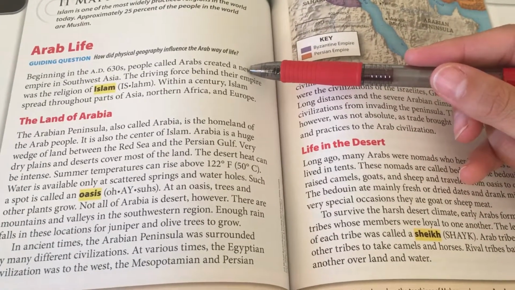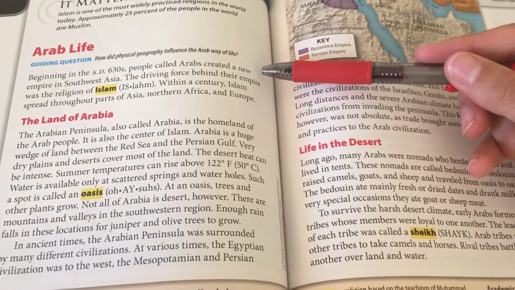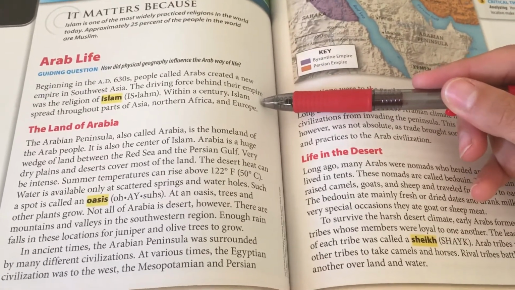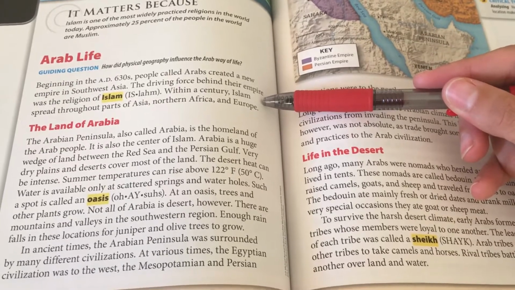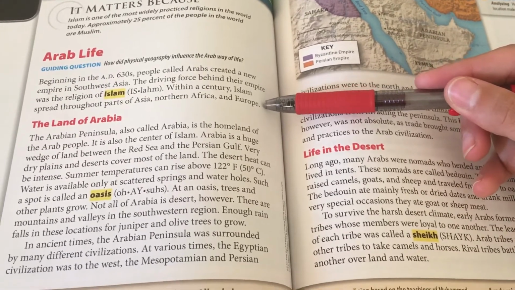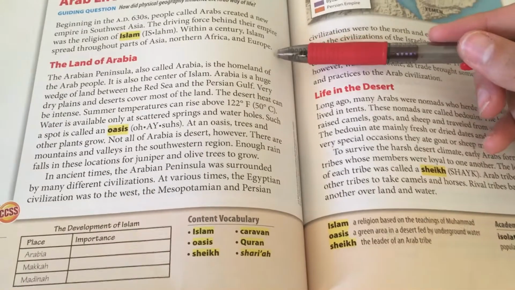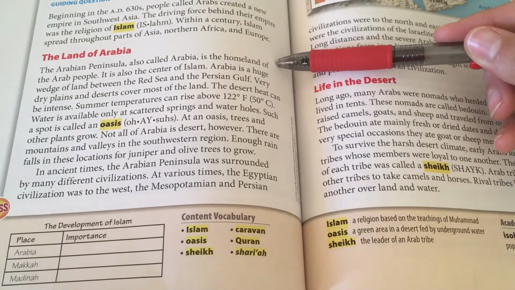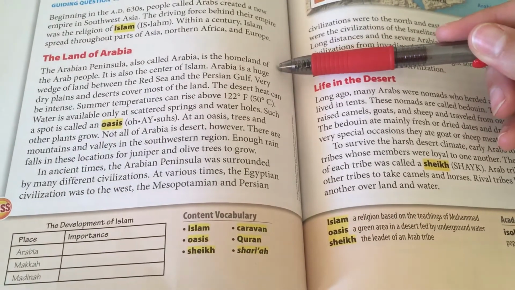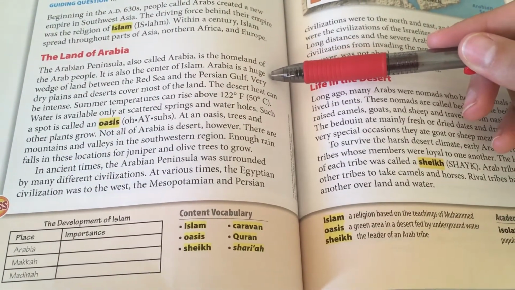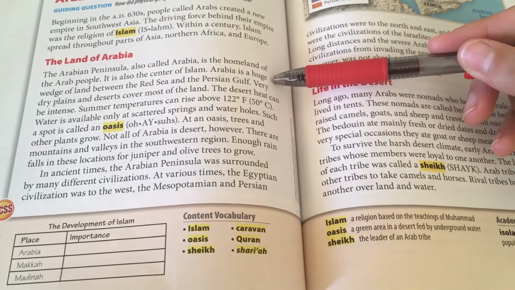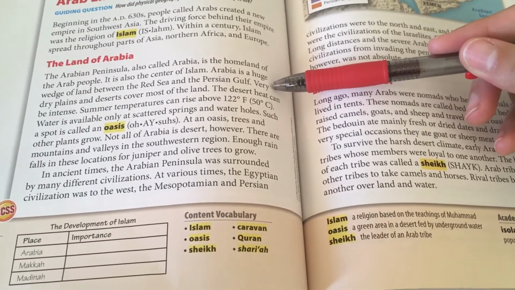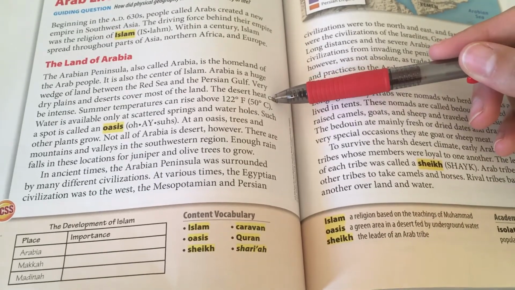Beginning in AD 630s, people called Arabs created a new empire in Southwest Asia. The driving force behind the empire was the religion of Islam. Within a century, Islam spread throughout parts of Asia, North Africa, and Europe. The land of Arabia. The Arabian Peninsula, also called Arabia, is a homeland of the Arab people. It is also the center of Islam. Arabia is a huge wedge of land between the Red Sea and the Persian Gulf. Very dry plains and deserts cover most of the land.